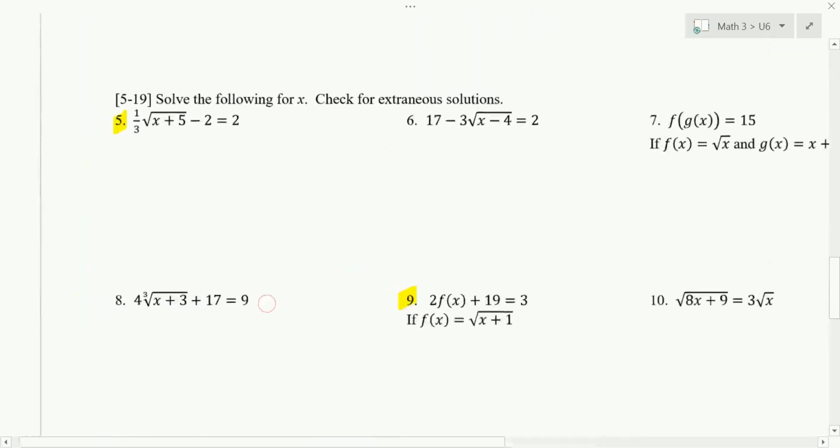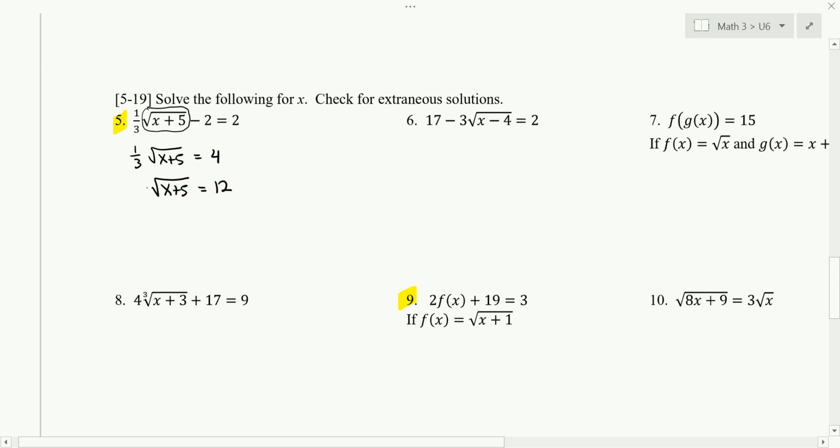Next, let's take a look at number 5. So first step is to isolate that square root. We want that square root of x plus 5 by itself. We're going to add 2 to both sides of the equation, and then we're going to multiply both sides by 3 to get rid of that fraction. When you multiply the left side by 3, you get 3 over 3, which is just 1 times the square root of x plus 5. When you multiply the right side by 3, you get 12.